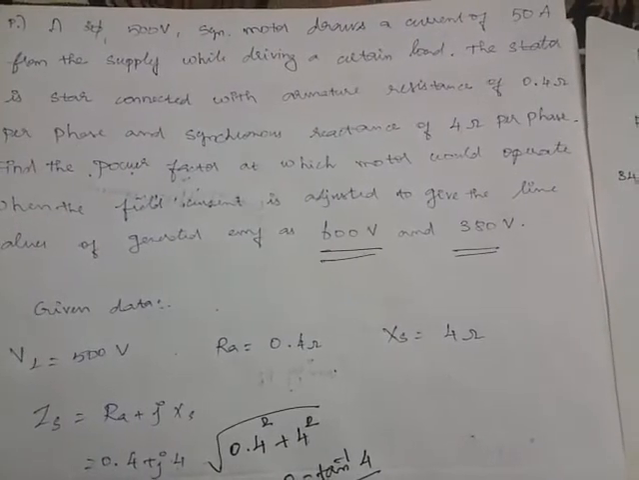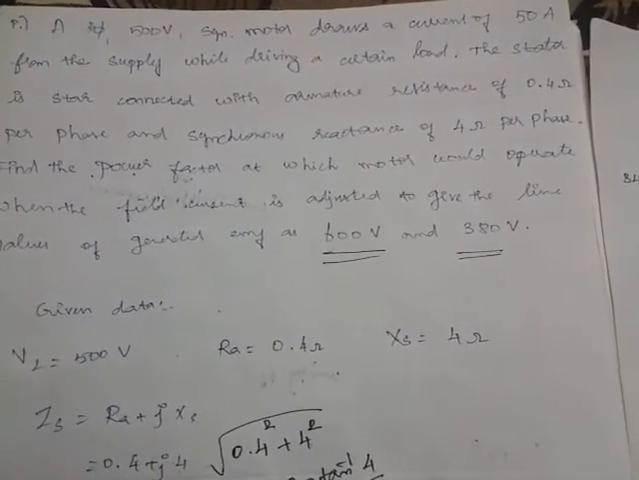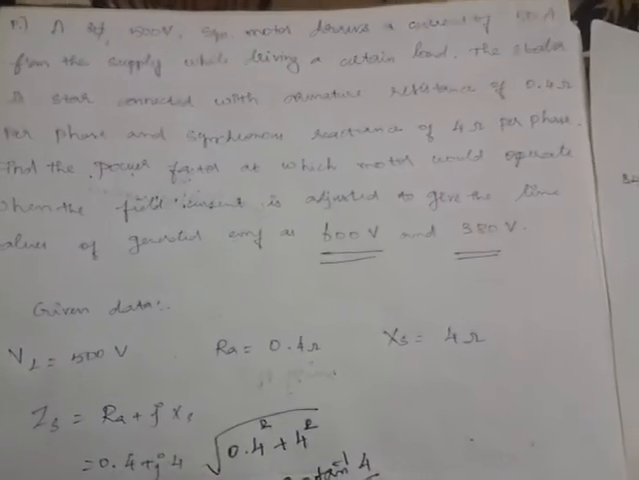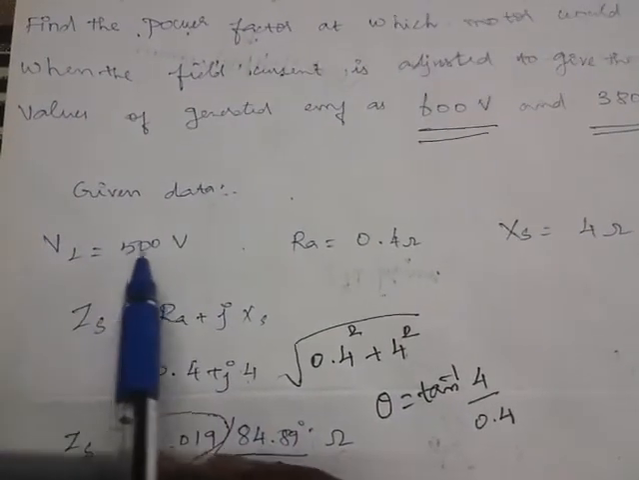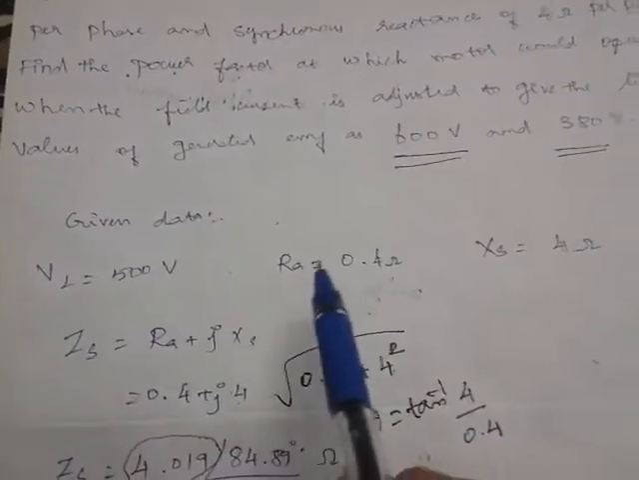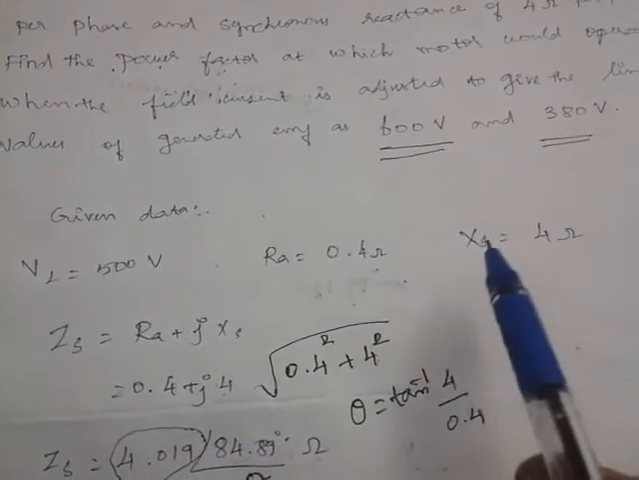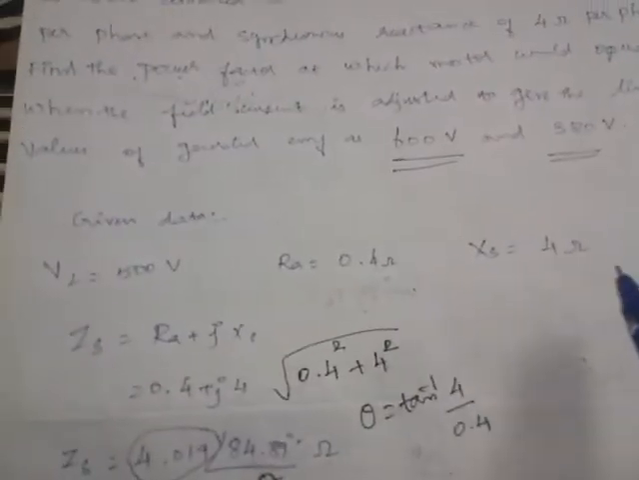So two conditions are given. One is the 600 volt and the other one is the 380 volt. Okay, now we go for the problem. So this is the given data. VL equal to 500 volt, RA is 0.4 ohms, XS synchronous reactance is 4 ohms.